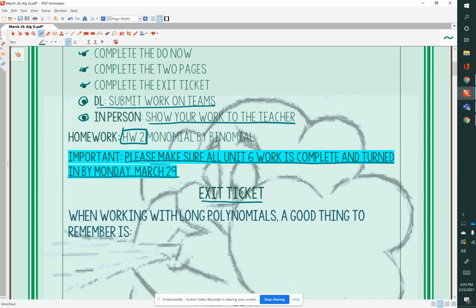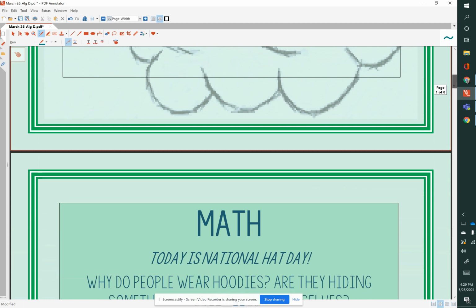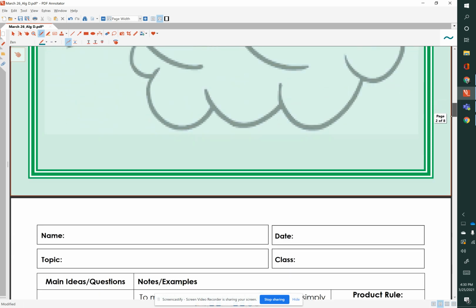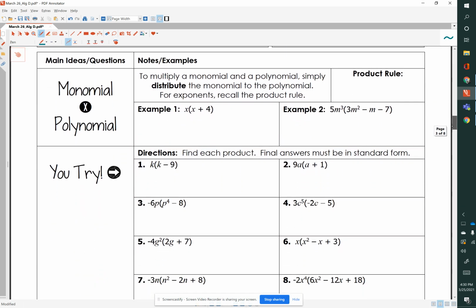So we'll get back to our exit ticket in a little bit, but let's look at today's do now. I think it's kind of fun. Today is National Hat Day. So I want to know why people wear hoodies. Why do you guys wear these hoodies? Are you hiding something or expressing yourself, or just staying warm? Hoodies are a big deal around here, and I want to understand that better. So I would love for you to write something about that right there, and you can talk about it in class. So let's get on to our monomial by binomial multiplication.